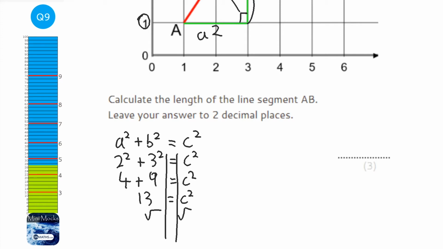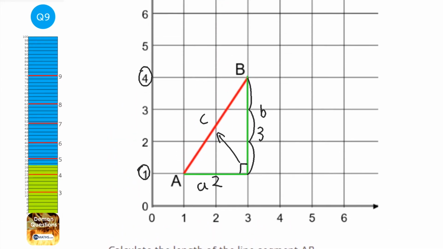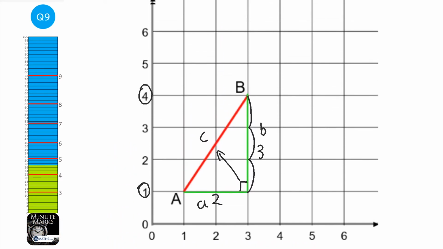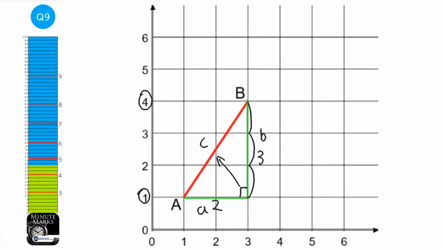So square root of 13 is 3.6055 blah blah blah equals C. So it's 2 decimal places, it's 3.61. Now be careful, sometimes it will say that it's done on a centimetre square grid, so you might have units attached. If you want to put units but it doesn't say any, you can just write 3.61 units.